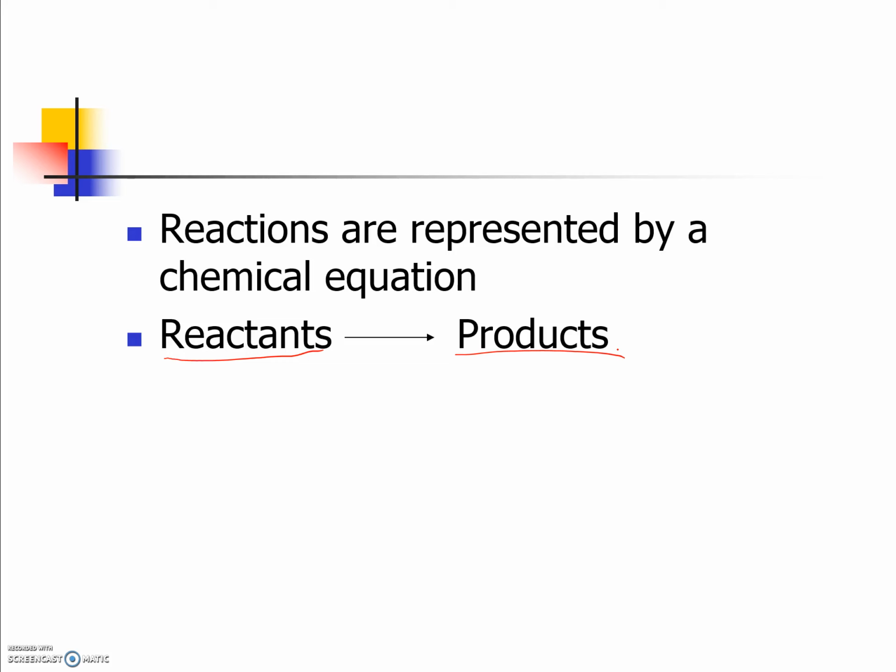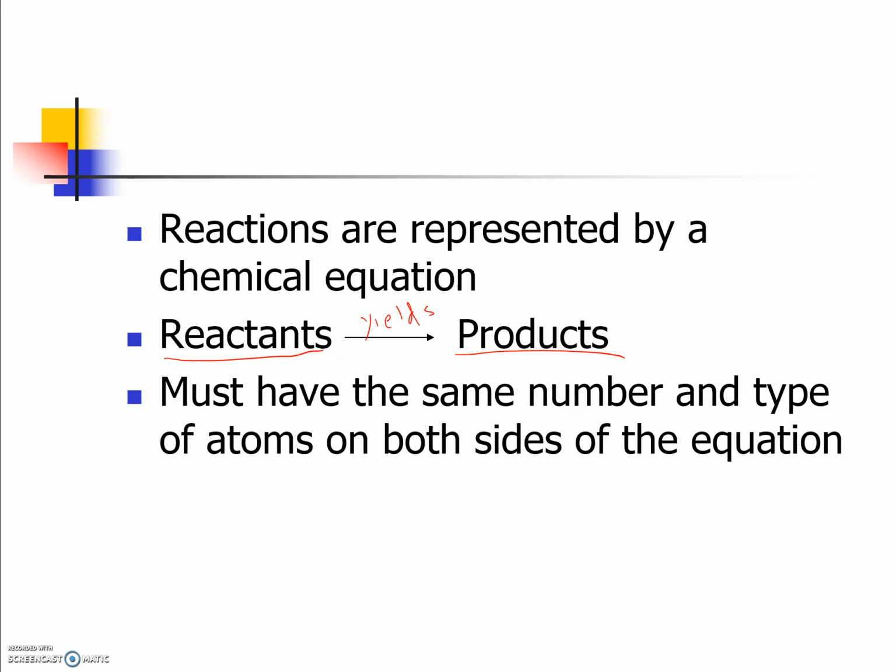Reactants are what starts our reaction. Products are what's produced. In chemistry, we don't use an equal sign. We use this arrow, and this arrow means yields or produces. You can use either word, but we use this arrow. At some point, we'll start talking about equilibrium, and we'll talk about a double-headed arrow. But for now, all of our arrows are going to point to the right. We must have the same number and type of atoms on both sides of the equation.